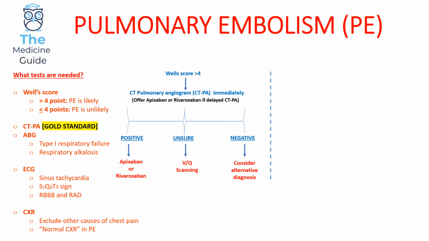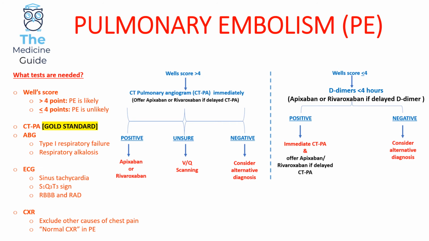Now, if your CTPA is suggestive of a PE, then continue with apixaban or rivaroxaban. If your CTPA excludes a PE, then consider an alternative diagnosis. But if your CTPA is ambiguous and you're not sure whether or not the patient is suffering from a PE, then you need to perform a VQ scan.